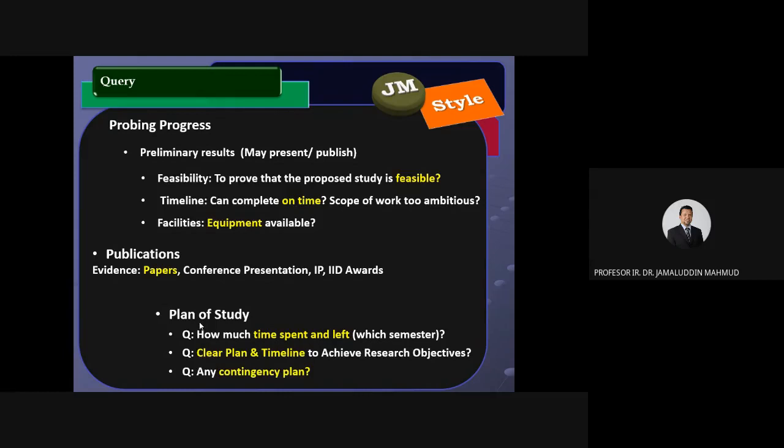And then we can also probe the plan of study, because the students are going to have their plans, their milestones, their Gantt chart. And then we look at how much time has been spent. For example, during the DRP, which semester is the candidate in? Are they in semester 1, 2, 3 or 4? If the candidate is only in semester 4, that means he has about 4 semesters left to graduate in 4 years.